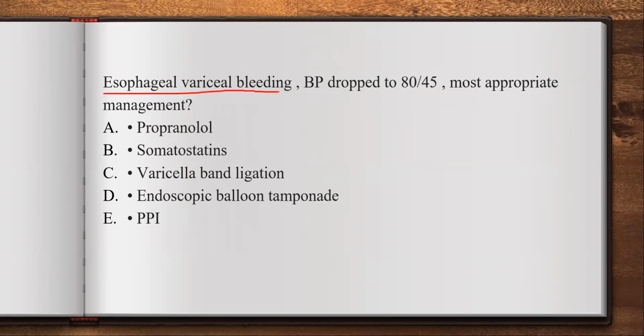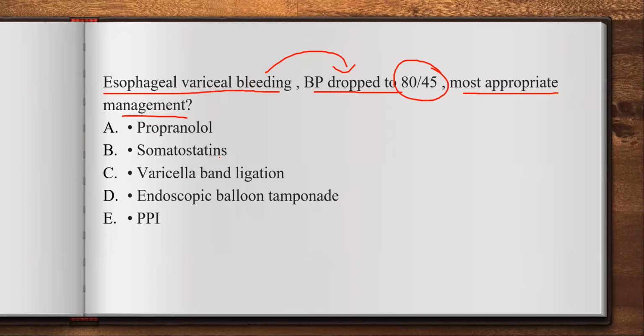Esophageal variceal bleeding, blood pressure dropped to 80 by 45. What is the most appropriate management? So variceal bleeding, this patient is unstable. Patient is having shock, right? Hypovolemic shock. What should you do that is most appropriate?